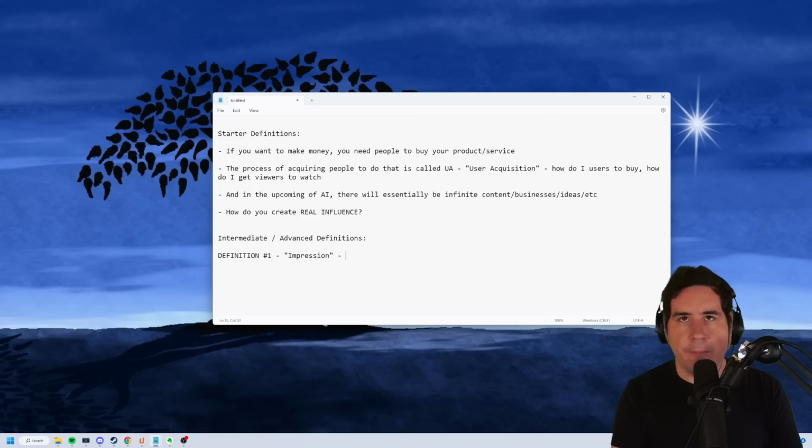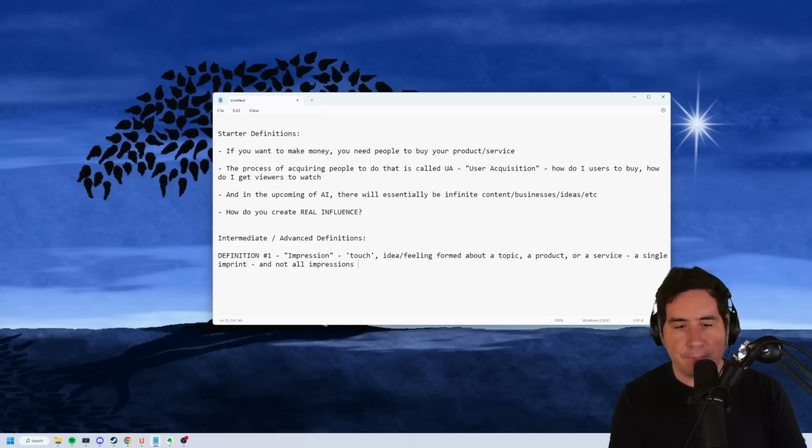So an impression is essentially a touch. It's an idea or feeling that is formed about a topic, a product, or a service. It's a single imprint, and not all impressions are created equal. Some impressions are more valuable than others. Social media doesn't really differentiate this. Social media will give you the number of impressions, like your tweet, for example, might hit 500,000 people, but the quality of those impressions is something we're going to discuss in a minute, and it matters a lot for what we're talking about today.